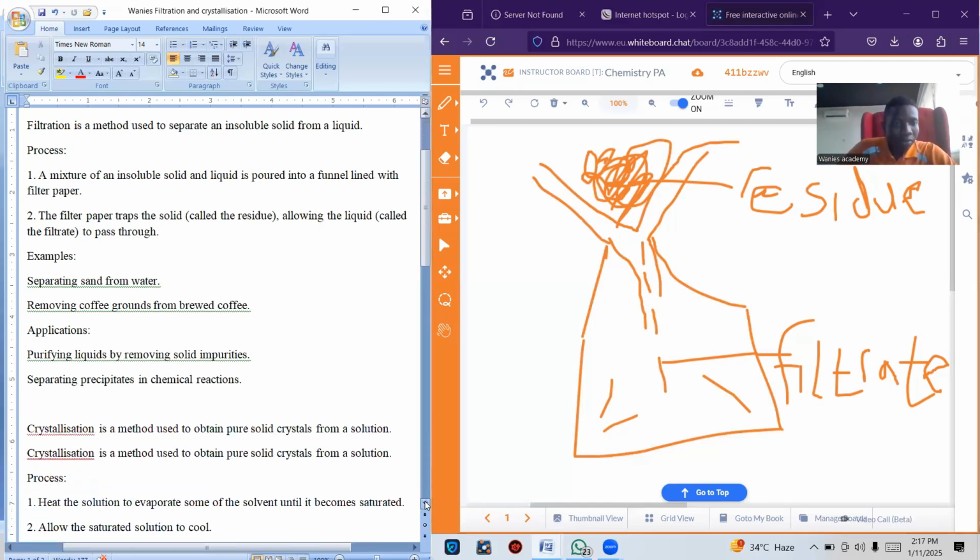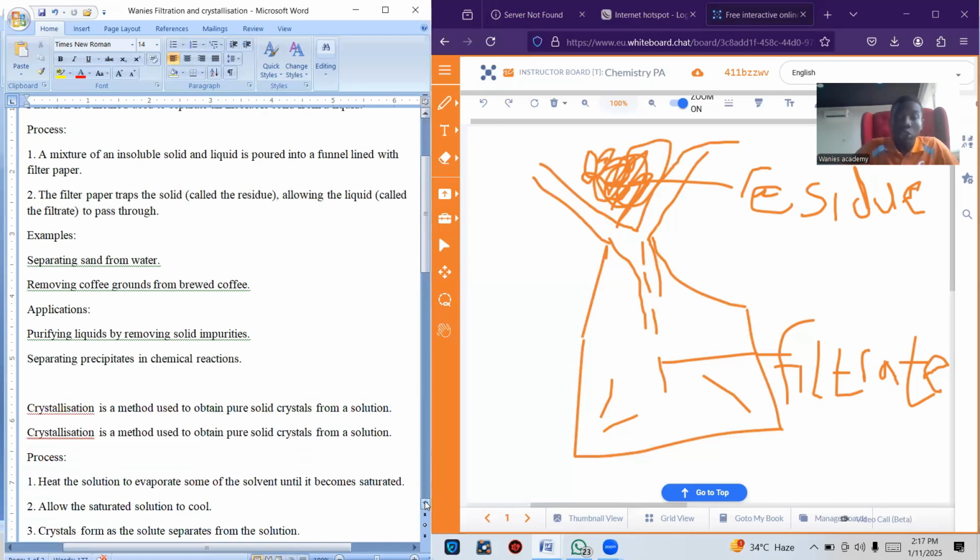So the next thing is crystallization. We have heard the word crystallization before. So what do we mean by crystallization? Crystallization is used to obtain a soluble solid from solution. As an example, let's say we have salt and water. Salt is normally soluble in water. So if I want to obtain that salt from water, how will I obtain it?